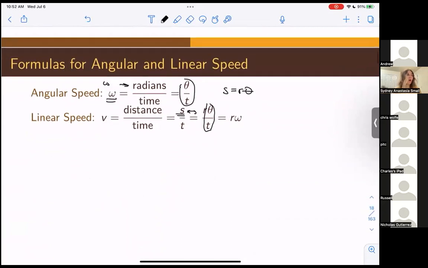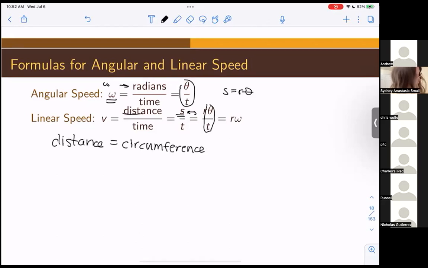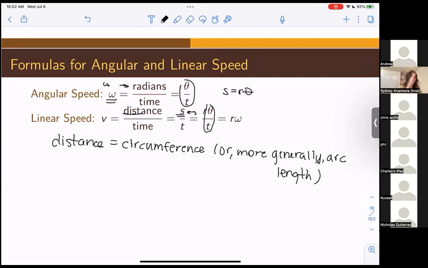That's it. That's all you're really doing here because we're talking that distance is circumference, or more generally, arc length. We are able to make that substitution, and all you're doing when you're finding linear speed is just multiplying our angular speed by the radius.